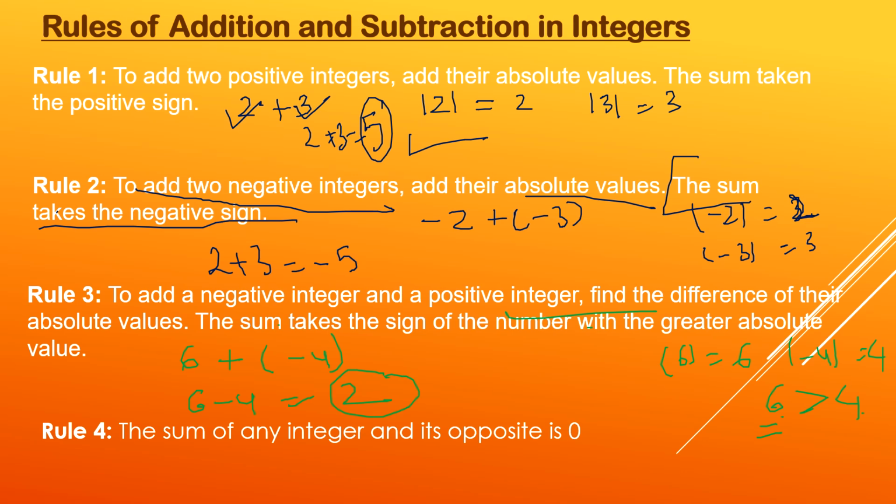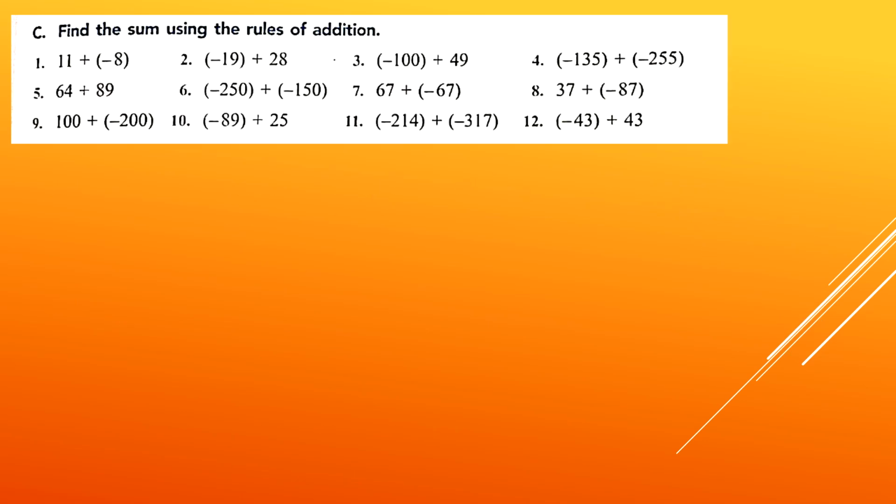And rule number 4 is the sum of any integer and its opposite is 0. That is minus 2 plus 2 will be 0. Minus 3 plus 3 will be 0. That's it. The additive inverse law. Now, moving forward, find the sum using the rules of addition.